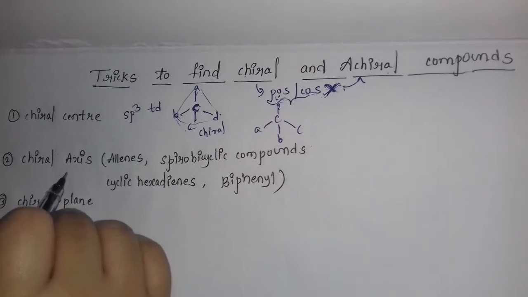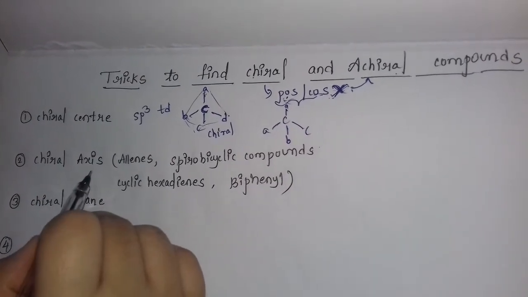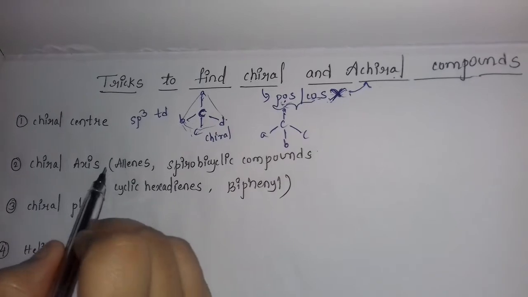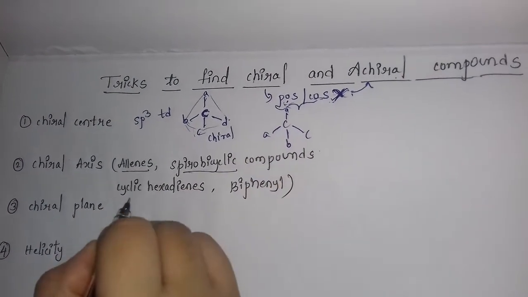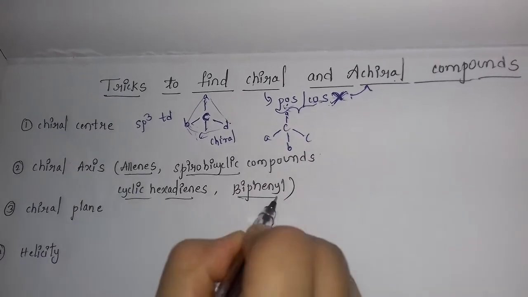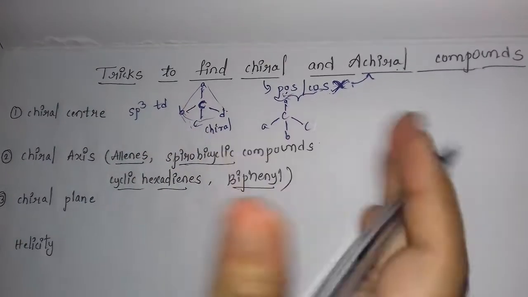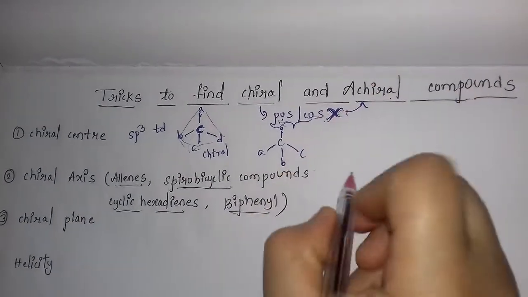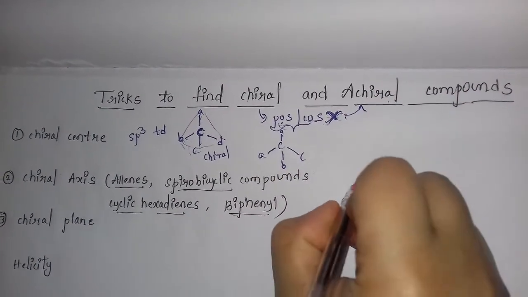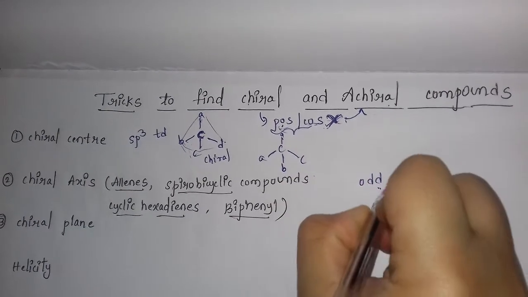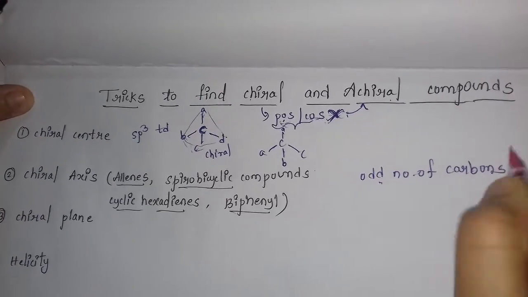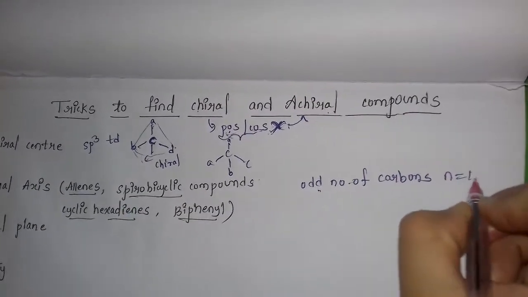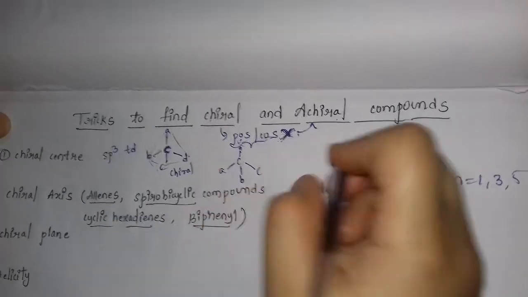Okay, now we will see another type, that is the chiral axis. If a compound has a chiral axis, then we can call it chiral. In which compounds is this chiral axis present? In allenes, spirobicyclic compounds, cyclic hexadienes, and biphenyls. Here I'll tell you one trick: you need to see an odd number of carbons, that is n equals 1, 3, 5, anything you can see.